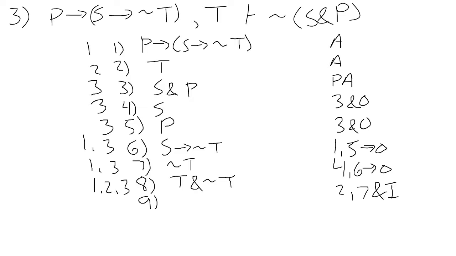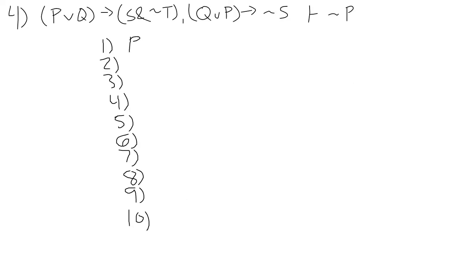And then now I've got a contradiction. The contradiction depends upon the PA, so I can tilde in on my PA. That's going to be 3 and 8, tilde in, 1, 2, and 3, but the 3 will drop out once I do tilde in, so it's just 1 and 2. So we got 2 premises here.